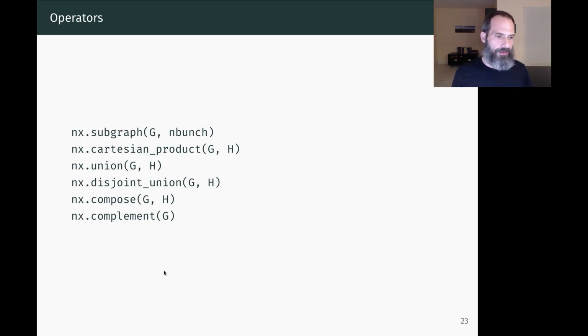In addition to the data structures and methods and generators, we have operators. So we can take a graph and create new graphs from that graph. One way is to take a graph and get some subversion of it. So maybe there's a graph and you only look at the subgraph on a certain set of nodes. We can combine graphs with Cartesian product, union, disjoint union, compose. We can also get the complement of graphs. The complement of a graph would be such that wherever that graph has an edge, the complement does not have an edge, and wherever it does not have an edge, the complement does.